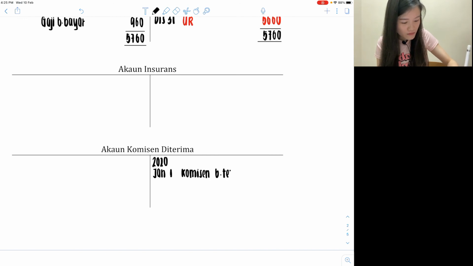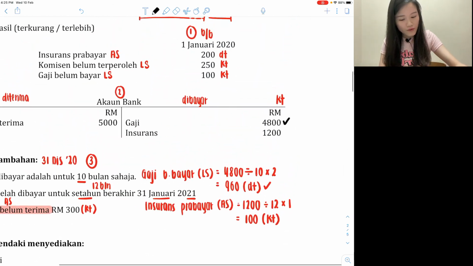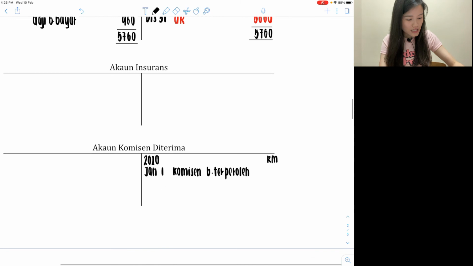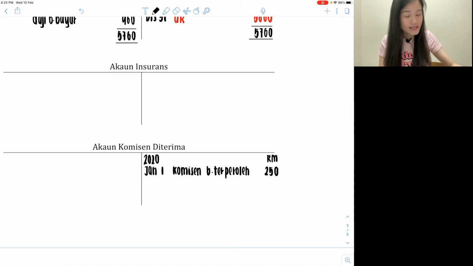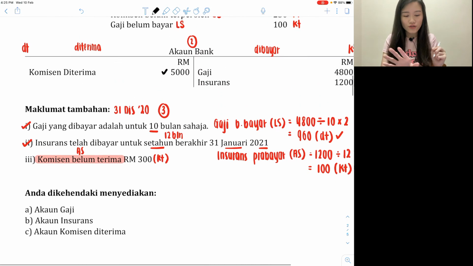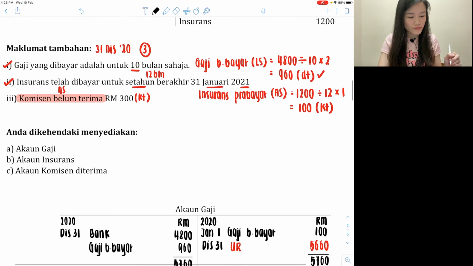Commission belum terperoleh. RM, okay, how much is it? You can check again if you have forgotten. Commission belum terperoleh is 250. So take that 250 into the credit side. Then the second step is going to be your bank. So look at bank. How much is it that we diterima? 5,000. So take this 5,000 from the debit side, post it towards the credit side.